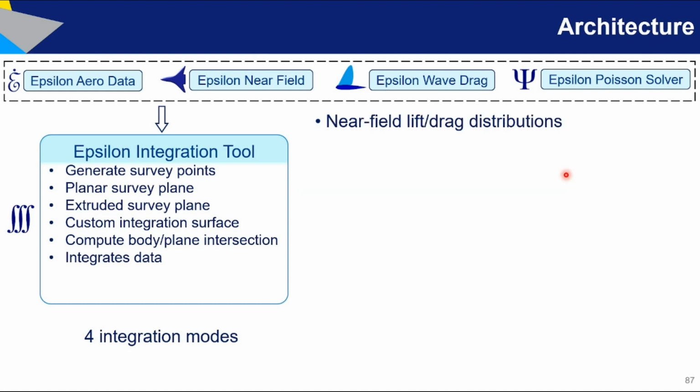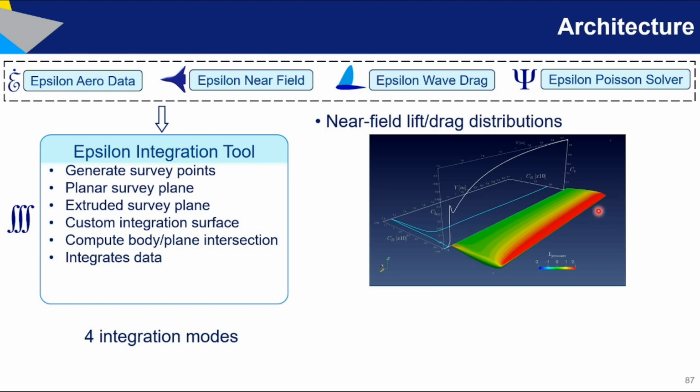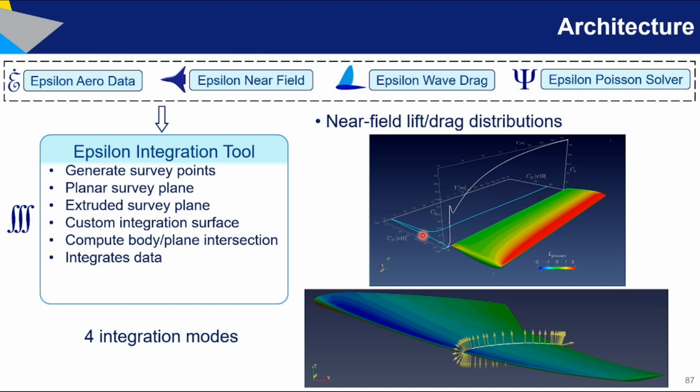Then, if you apply the filter to the near field, Epsilon near field, you can obtain lift and drag distributions. So again, you start from the geometry that's provided by Epsilon near field. You apply the filter and it will slice the geometry at given spanwise stations. And for each one of the slices, it will integrate values and give you the local integrated values of lift and drag all along the span.